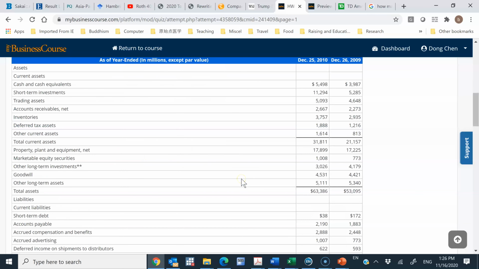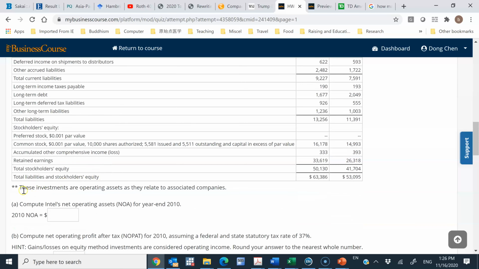The balance sheet also has a footnote, which is about other long-term investments. It says these investments are operating assets as they relate to associated companies. So this will be useful when we calculate the net operating asset, because in order to do this calculation, we need to categorize the items on the balance sheet into the operation related and non-operation related. In order to do this, let me first copy the financial statements into my Excel sheet.